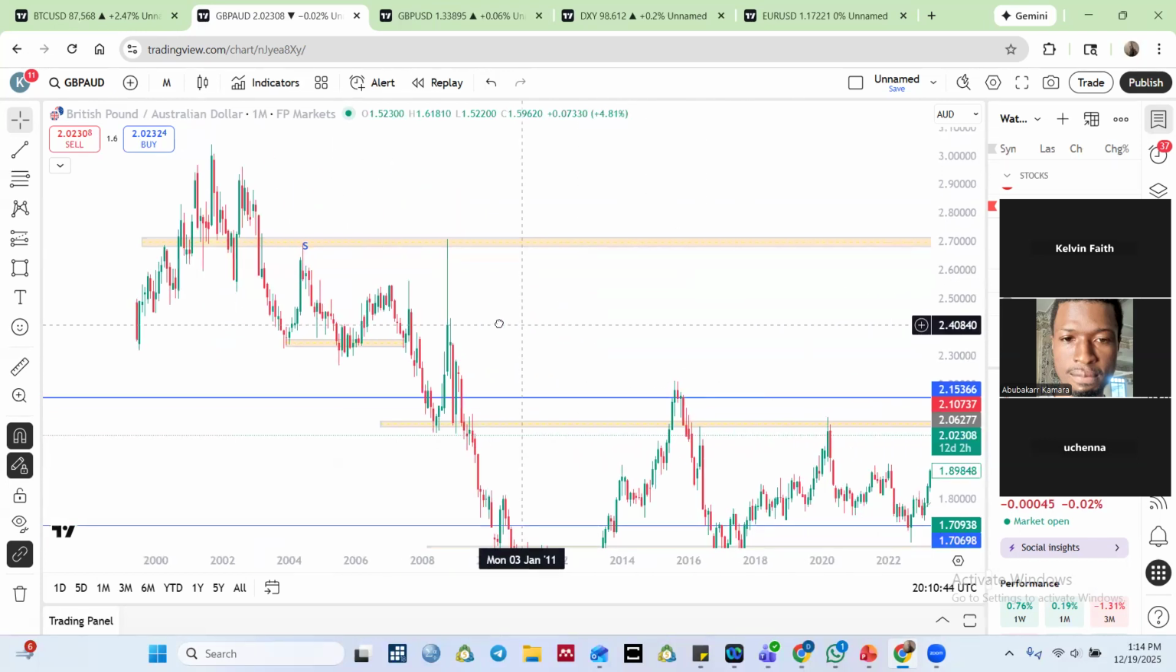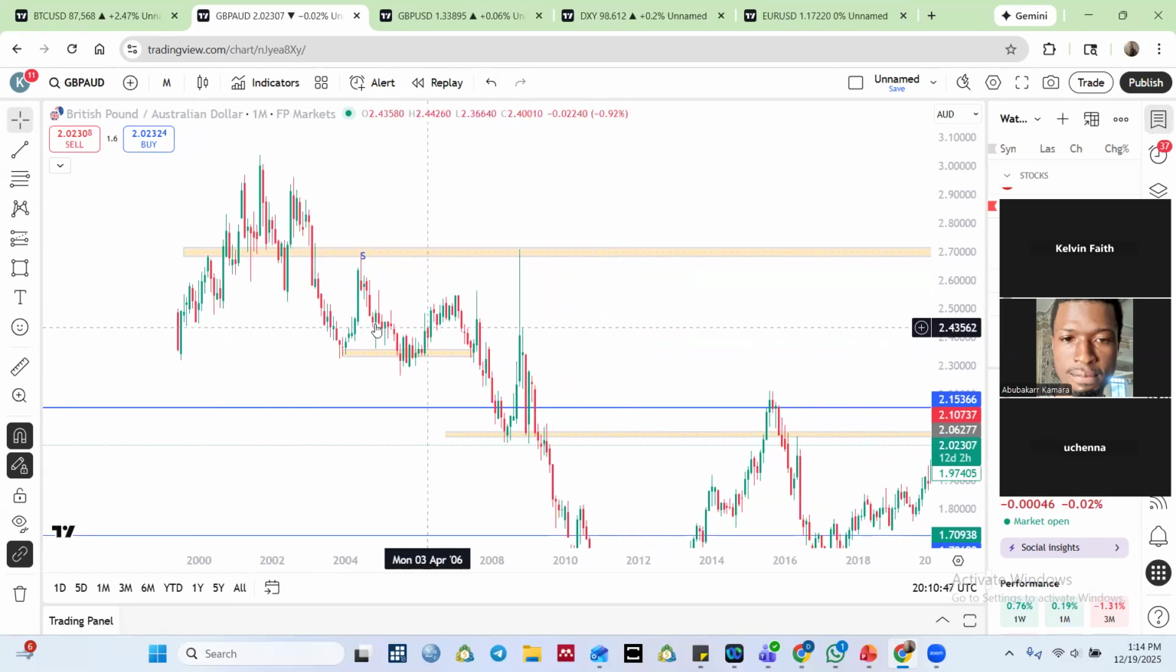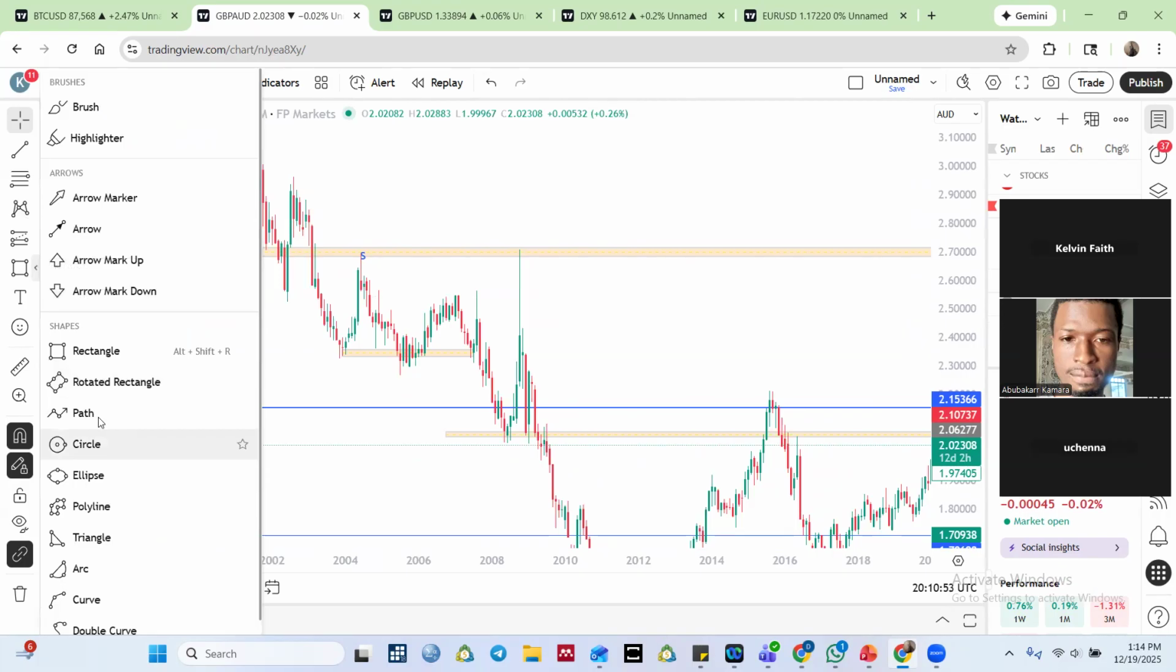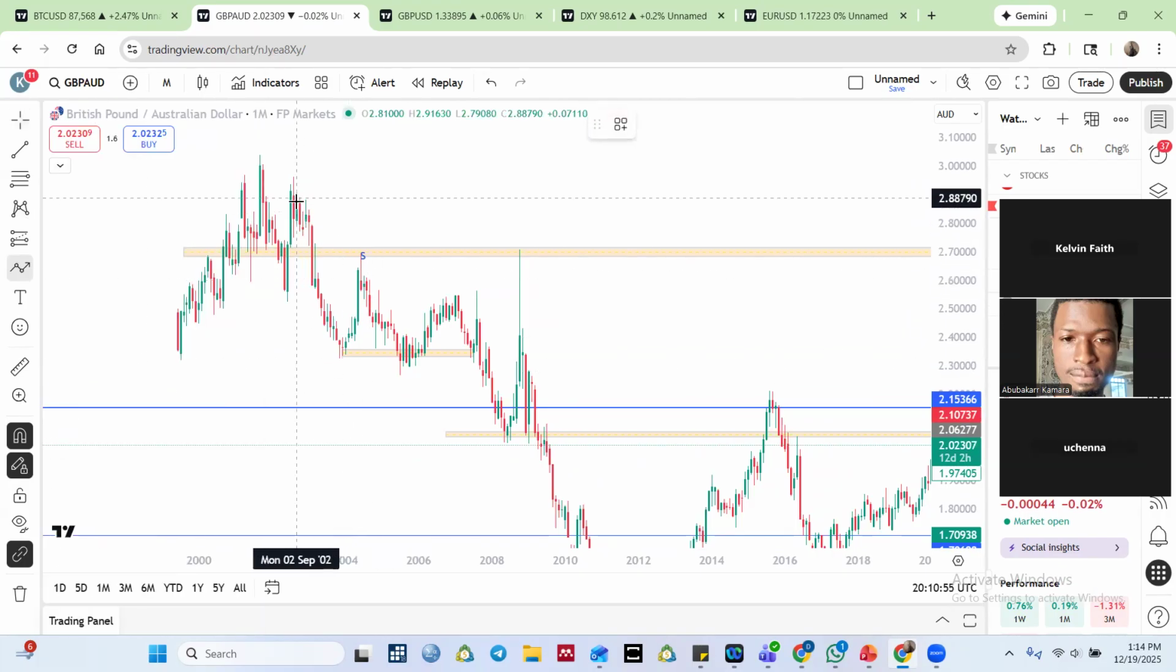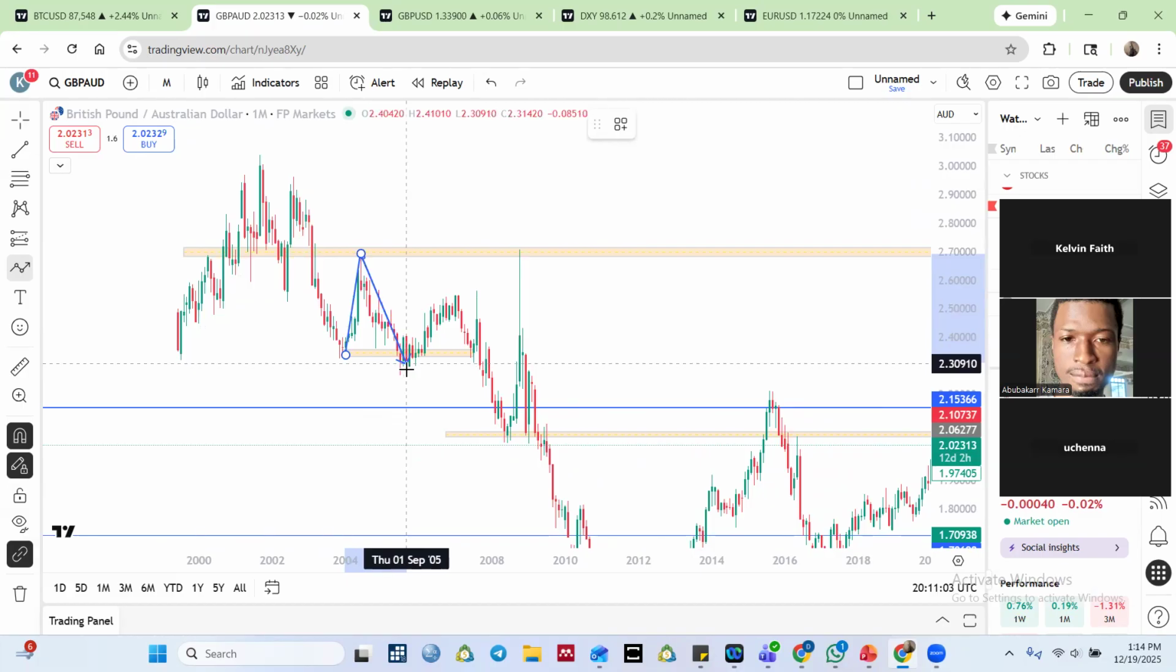Now, after the trend changed, we saw a pullback. We saw price break this structure into this area. Then we saw price make a high again. Then we saw equal lows. Price pulled back internally. Then we saw price make a new low here, a lower low.